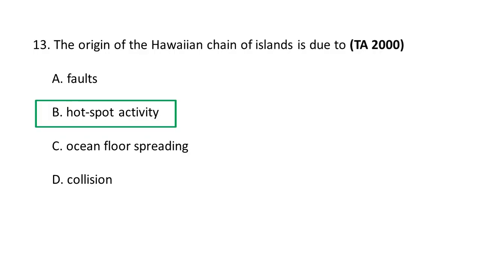The Hawaiian islands were formed by hotspot activity in the Earth's mantle. They are the result of repeated eruptions of magma from the stationary hotspot in the mantle as the Pacific plate moved over it, and the hotspot has been active for about 70 million years.